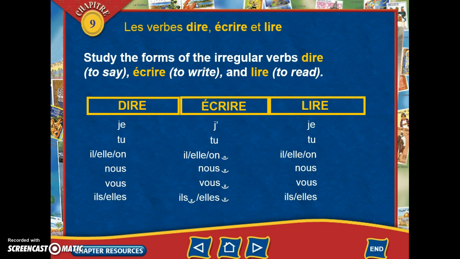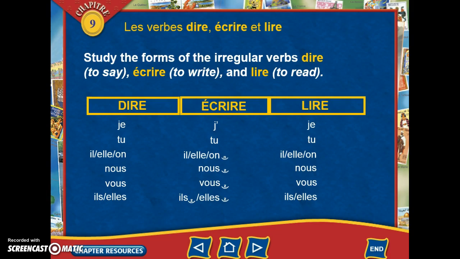It will involve a little bit of writing. You must find the page in your packet with the header that says les verbes dire, écrire, and lire. So you need to copy down what these verbs mean. Dire means to say, écrire means to write, and lire means to read.